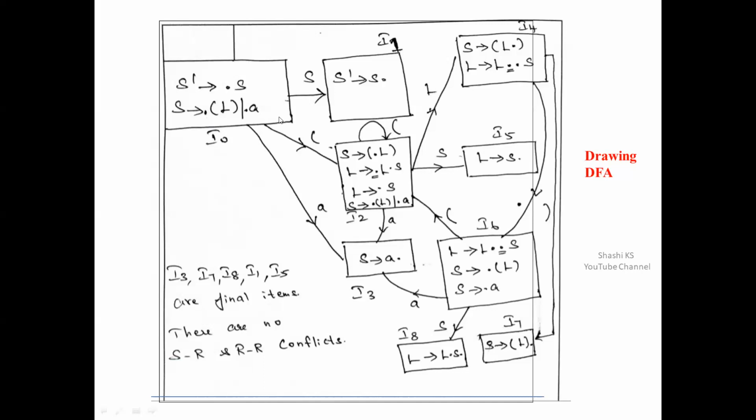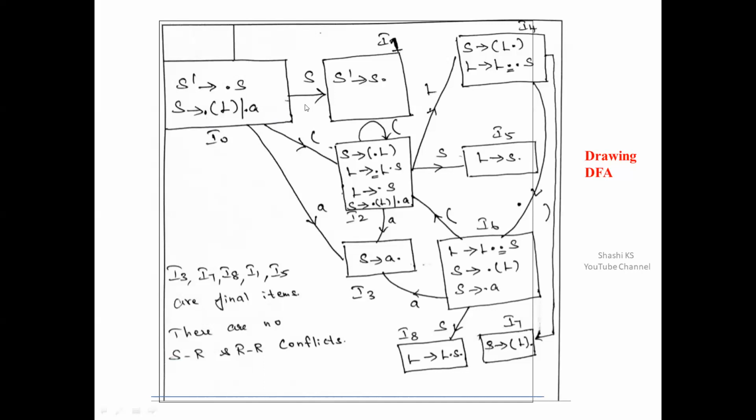Okay. Then we have to apply closure. From S, what are all the productions which can be derived from S? All that we are writing now is called closure. That is called applying of closure. Then next we apply goto.